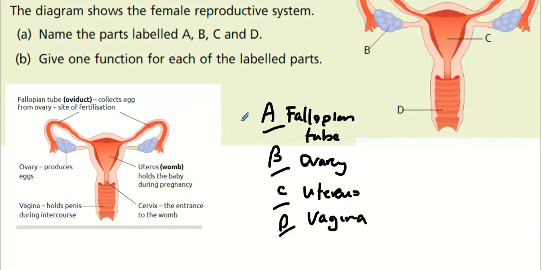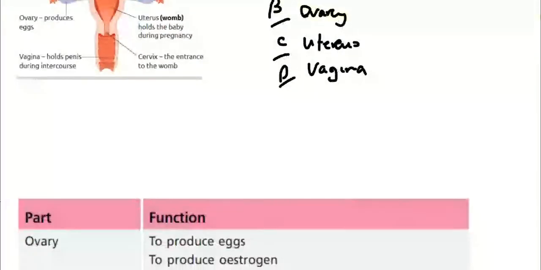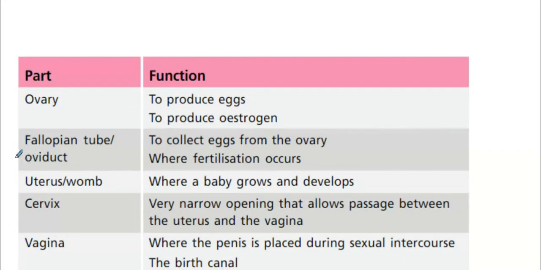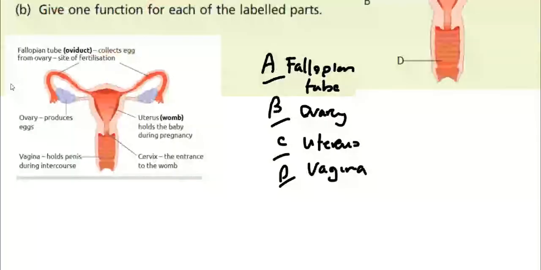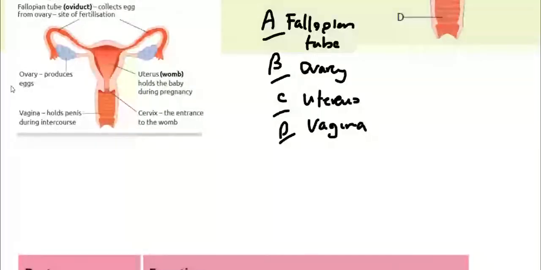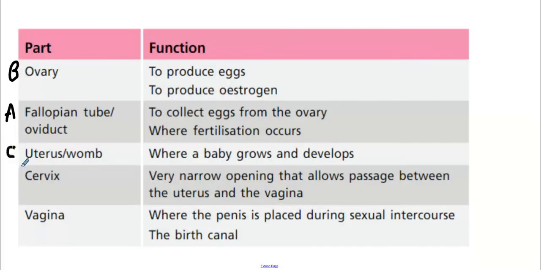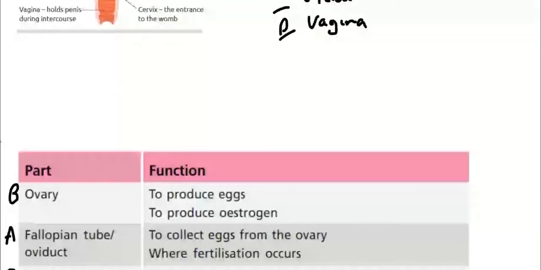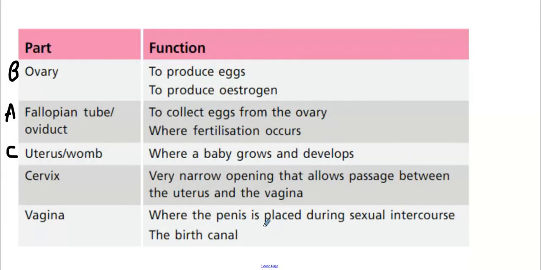Now, give one function of each of the labeled parts. So, fallopian tube was A. Its function is to collect eggs from the ovary, and it's also where fertilization occurs. B was the ovary, and its function is to produce eggs and to produce oestrogen. And then part C was the uterus. This is where the baby grows and develops. And part D is the vagina, and the vagina is where the penis is placed during sexual intercourse, and it's also the birth canal where the baby comes out of.